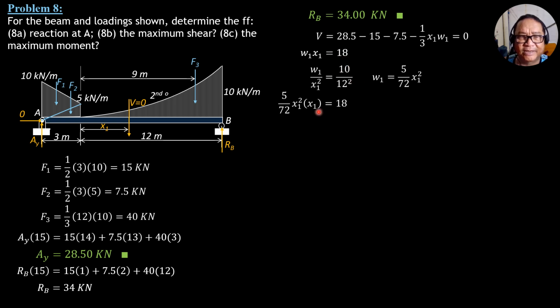So x1 is cube root of 18 times 72 all over 5. So cube root of quantity 18 times 72 over 5. So that is equal to 6.376 meters. So this is x1, 6.376 meters, the location of the maximum positive moment. Imagine it's counterclockwise. So we simply sum up moments there.